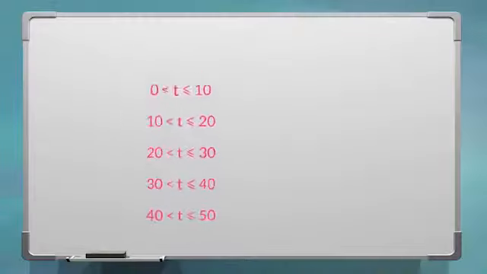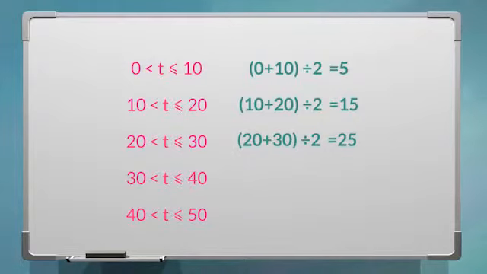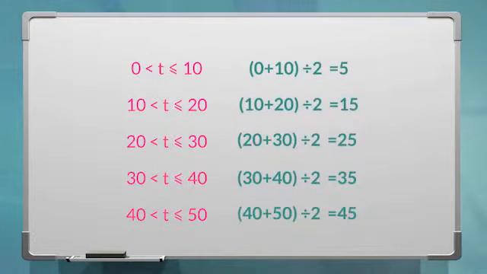So the midpoint between 0 and 10 is 5, between 10 and 20 is 15, between 20 and 30 is 25, 30 and 40 is 35, and finally the midpoint between 40 and 50 is 45.